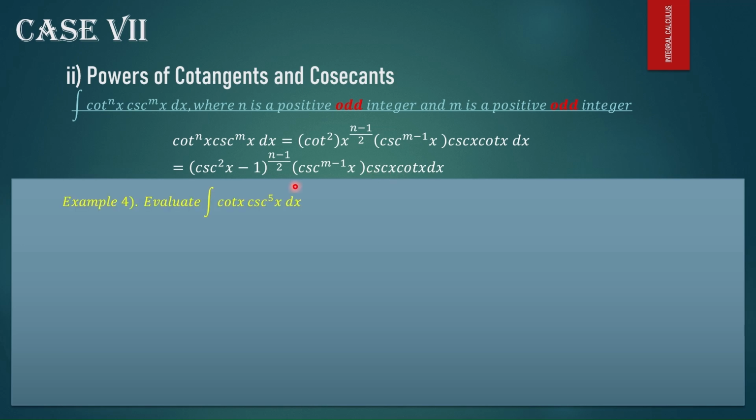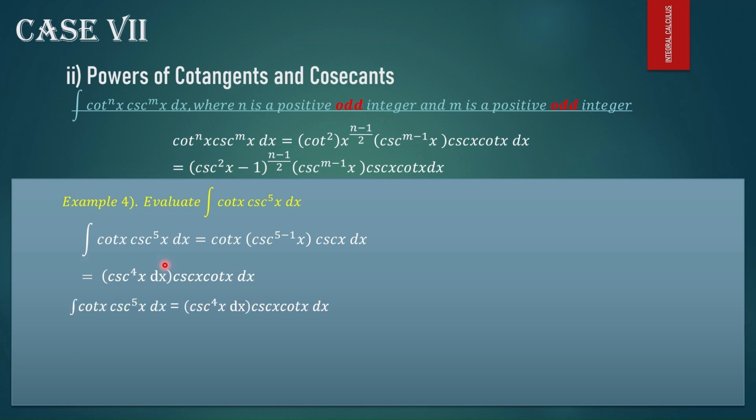Let's have our example. Evaluate the integral of cotangent x times 5 power of cosecant x. We factor out cosecant x and here, we don't need to use any trigonometric identity since the exponent of cotangent x is just 1. We let cosecant x to be our u.